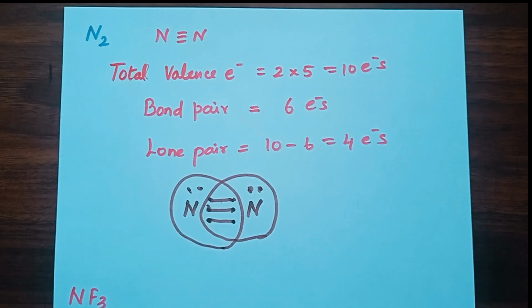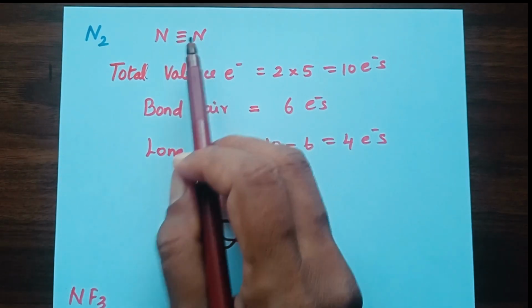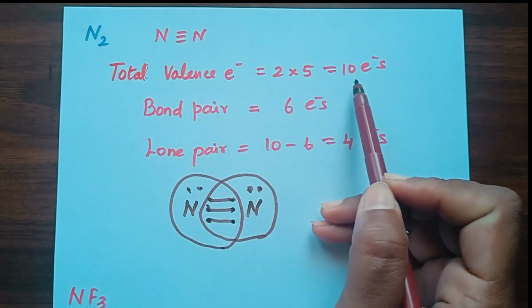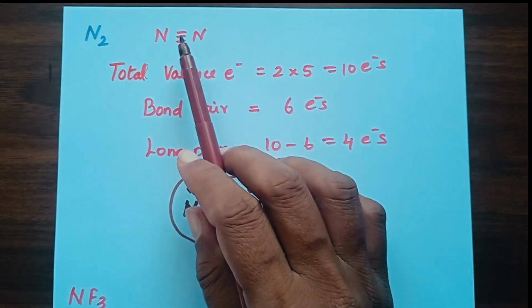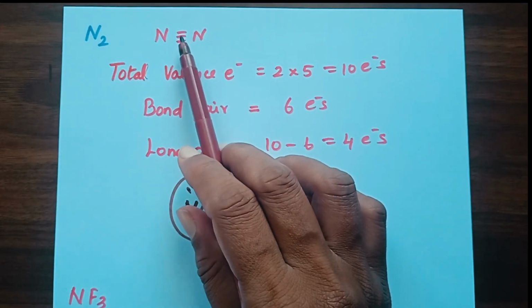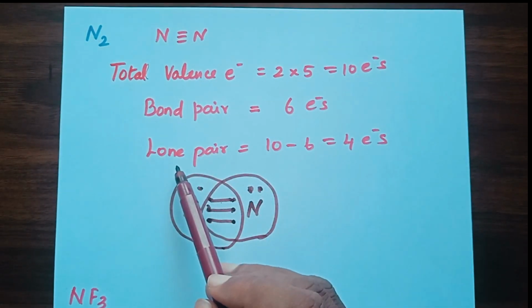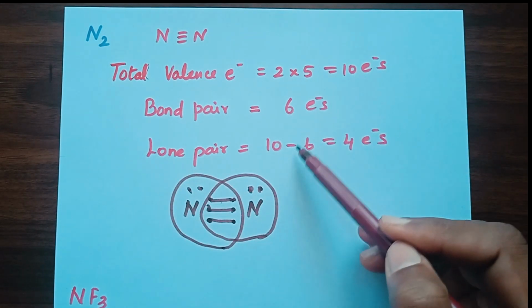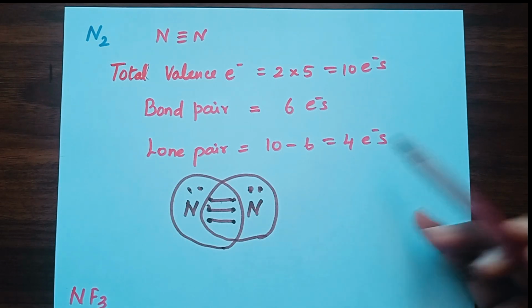Now we see nitrogen. N2 will form a triple bond with another nitrogen atom. So the total number of valence electrons for N2 is 2 into 5, that is 10 valence electrons, and the bond pair of electrons is 6, since we have a triple bond here. To find the lone pair, we subtract the bond pair of electrons 6 from the valence electrons 10, so totally 4 lone pair electrons should be there.